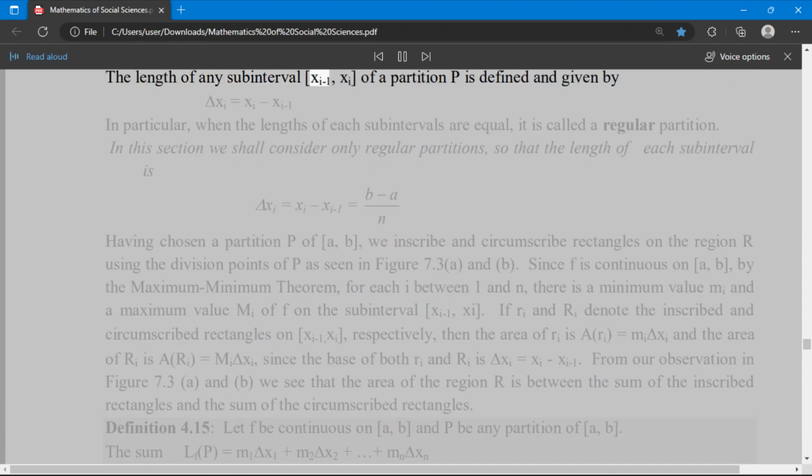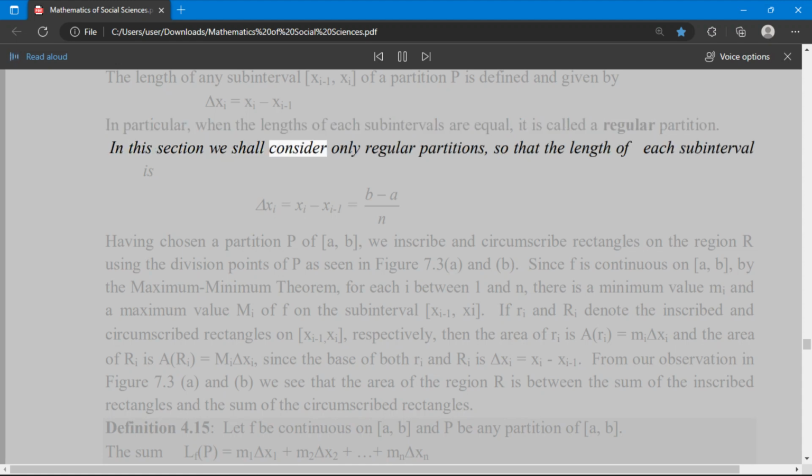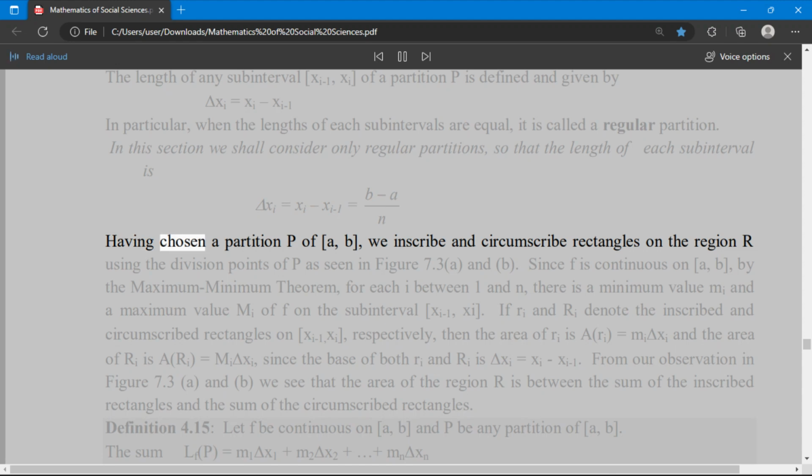163. The length of any subinterval [x_{i-1}, x_i] of a partition P is defined and given by Δx_i = x_i − x_{i-1}. In particular, when the lengths of each subinterval are equal, it is called a regular partition. In this section we shall consider only regular partitions, so that the length of each subinterval is Δx_i = x_i − x_{i-1} = (b−a)/n.